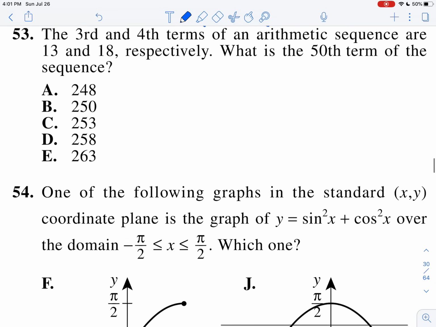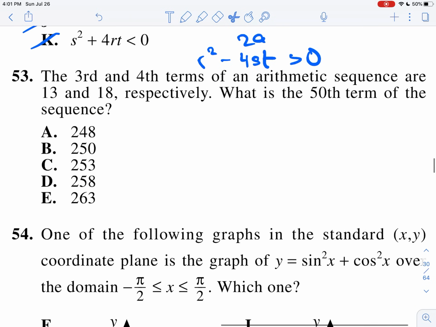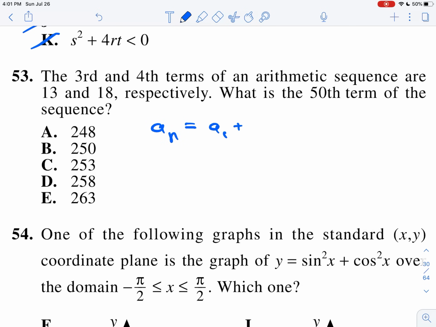Third and fourth terms of an arithmetic sequence are these two values. So third and fourth, what is the 50th term? So what I would do is first, remember the equation for an arithmetic sequence. I'm just going to write it out for you. An is the term that you're looking for. Like if you're looking for the 50th term, then you have A50 equals, let's just say it's 2. I don't know. It's just an example, right?